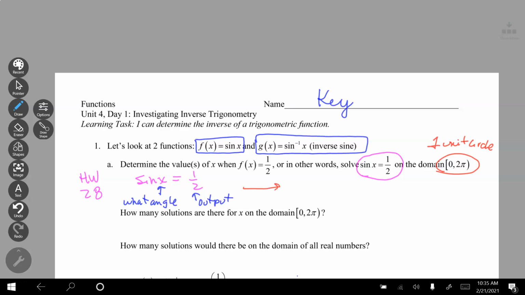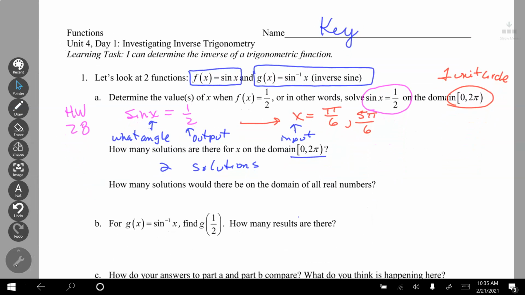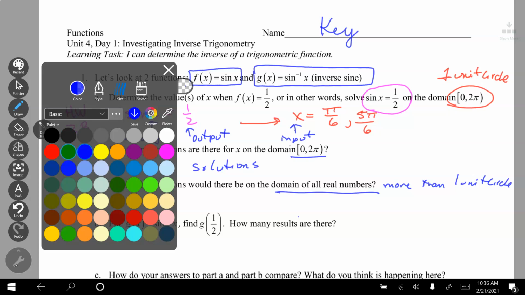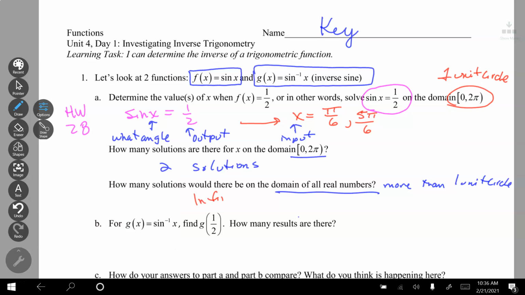So if we look at what we did for our homework, we got two results for x. x equals pi over 6 in quadrant 1, and x equals 5 pi over 6 in quadrant 2. That's because this x is input. And when we did this on one unit circle, we got two solutions. Well, what would have happened if I had done this on all real numbers, in other words, on more than one unit circle? If I had kept on going around and around, I would have gotten infinite solutions.